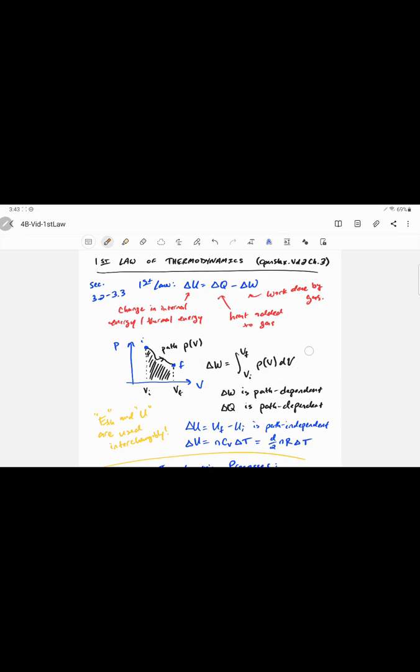So you calculate delta W, you can calculate the change in internal energy, and then you can infer from the first law of thermodynamics what delta Q is. A lot of times that's the order in terms of how easy these things are to compute. Delta U is probably the easiest, then delta W, then delta Q.